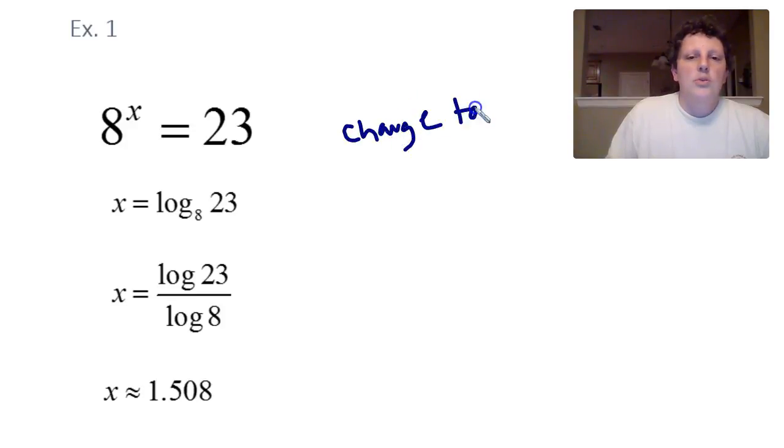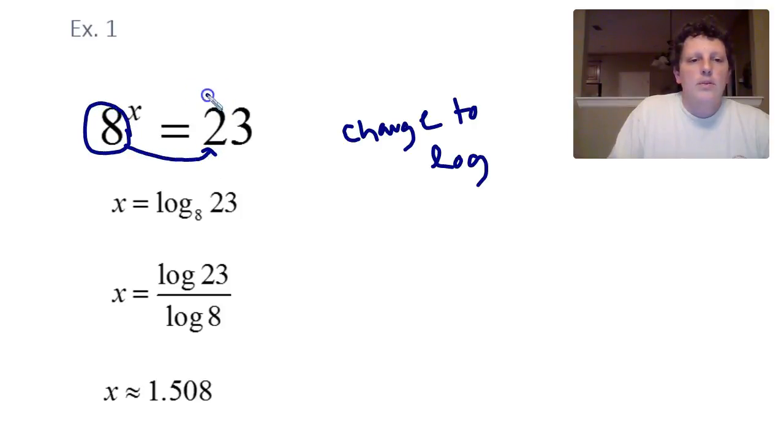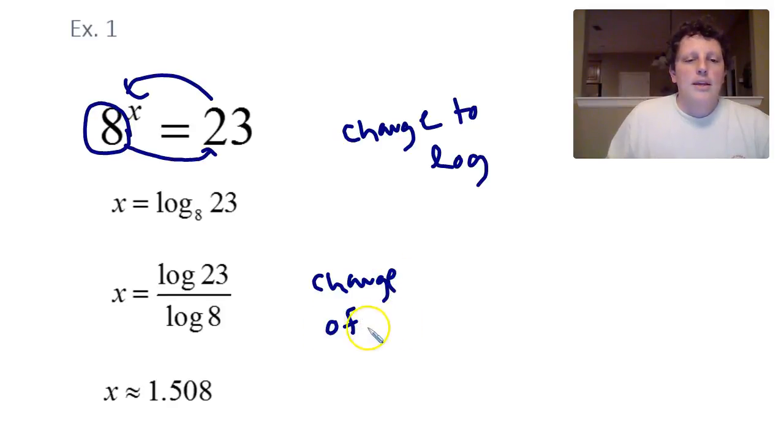We're going to change it to a logarithm. And one way to do that is to say the exponent is equal to log base 8 of 23, or log base 8 of 23 is equal to x. And now that I've got a logarithm with no variable, I can use that change of base that I mentioned earlier in order to get the approximate answer. And that is it. Pretty simple. So I get stuck in an exponent, I change it to log, see if I can solve the log.